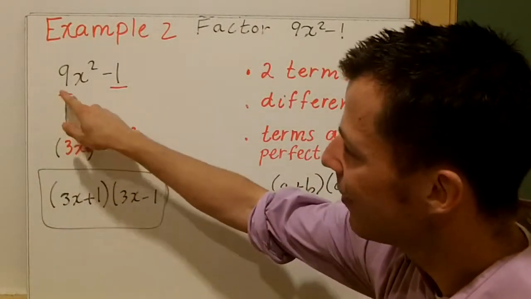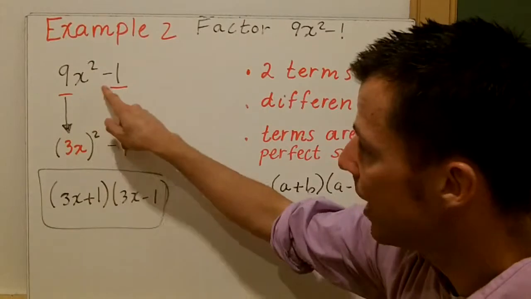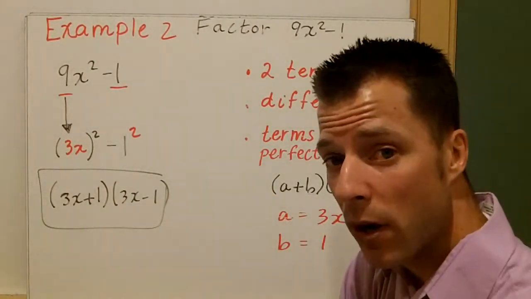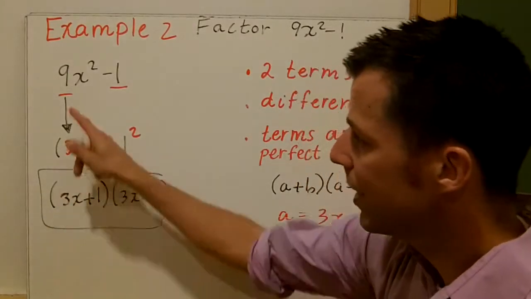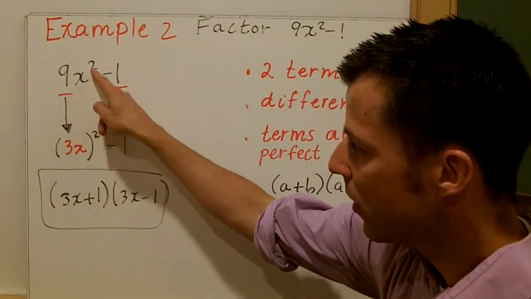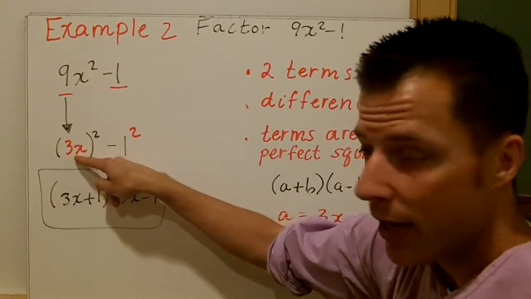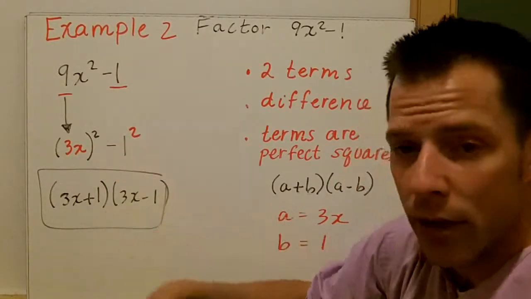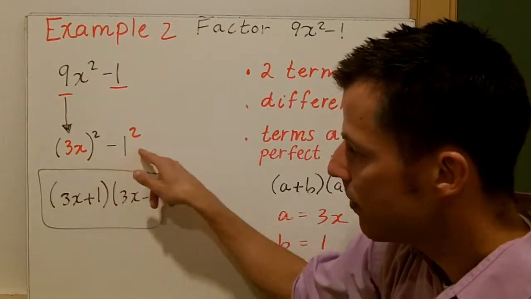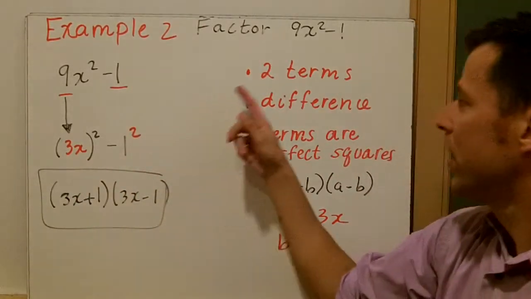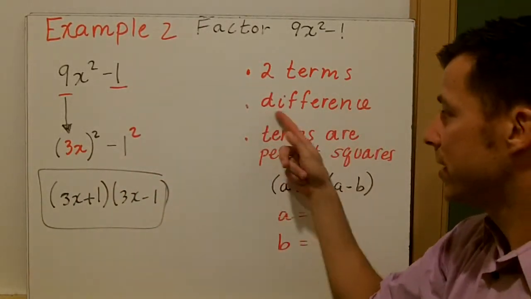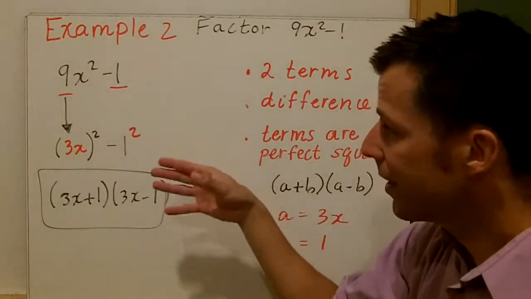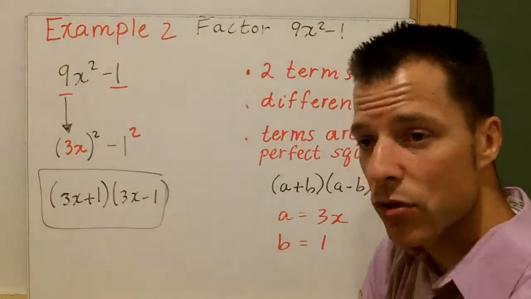I see that I have 9x squared minus 1. 9 is a perfect square, and 1 is a perfect square. So let's rewrite 9x squared as the quantity 3x squared. 1 is just 1 squared. Okay, so I've rewritten my beginning expression. I see two terms. This is a difference, and the terms are perfect squares. So I've got everything I need to use the difference of two squares pattern.